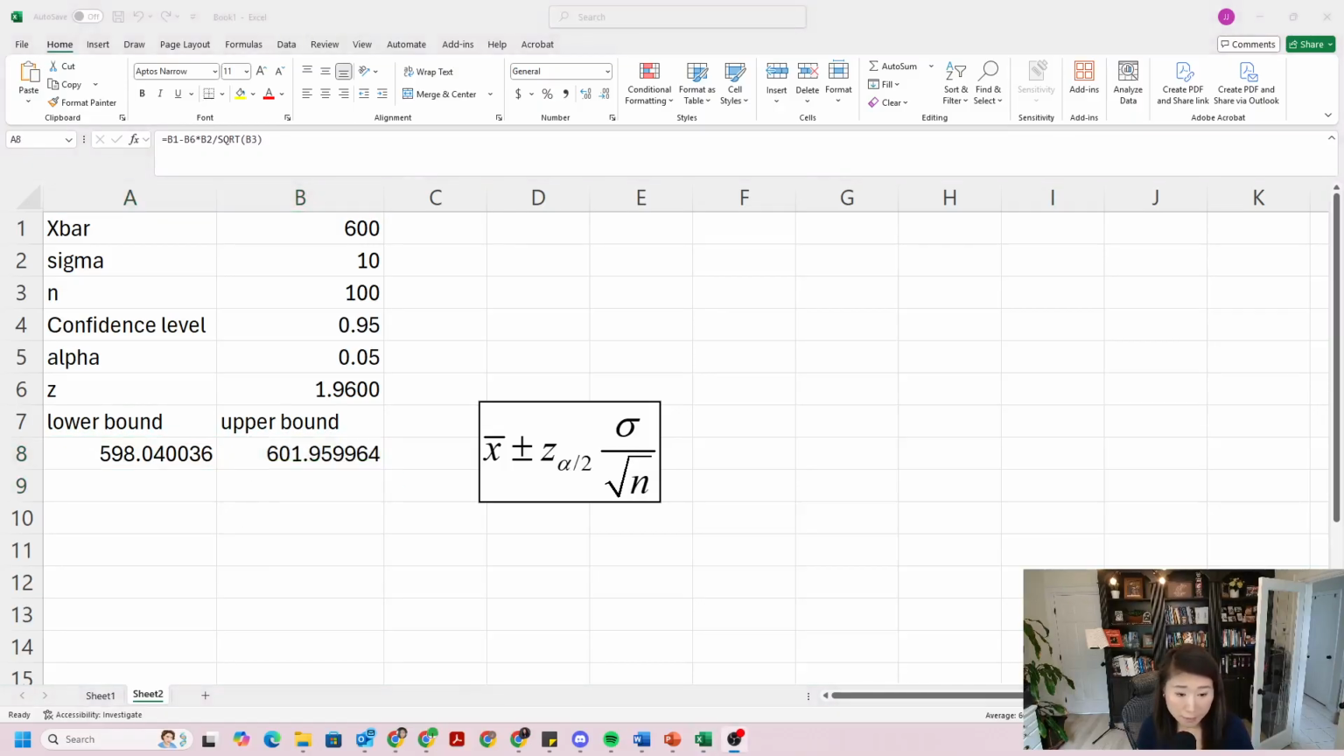Okay, so that's the end of this computer skill lecture, and hopefully it helps you learn how to calculate the confidence interval for the population mean.